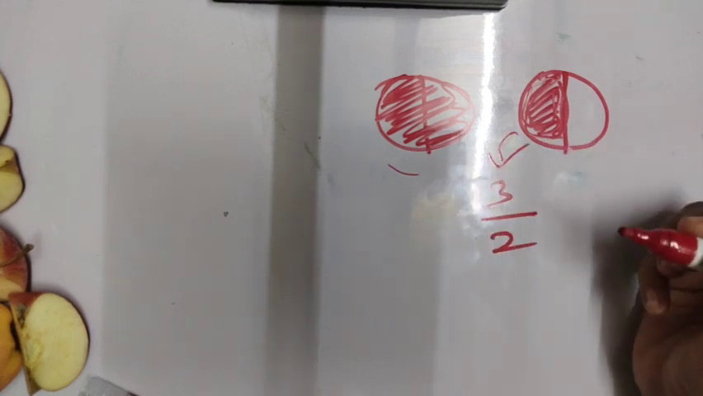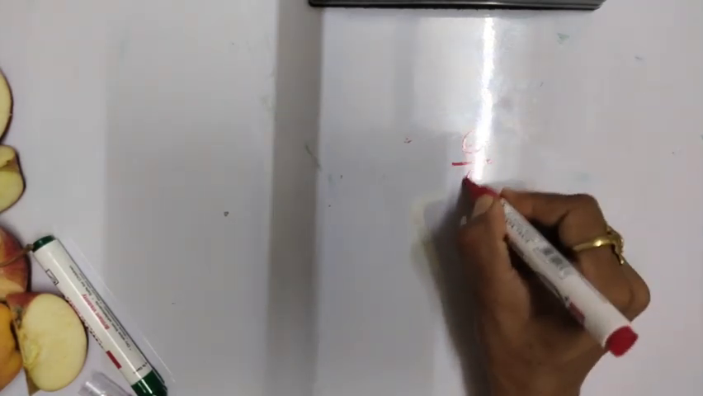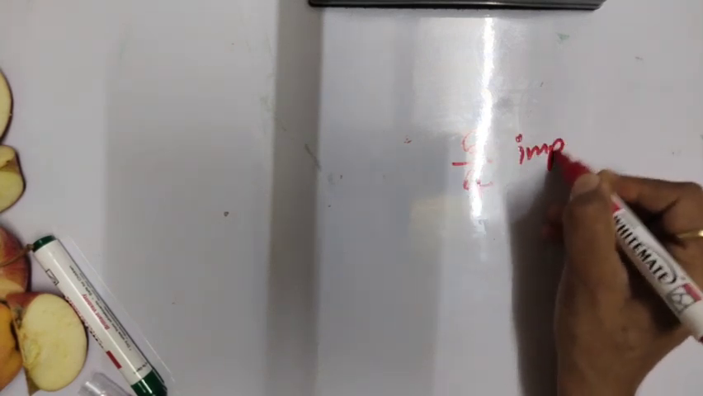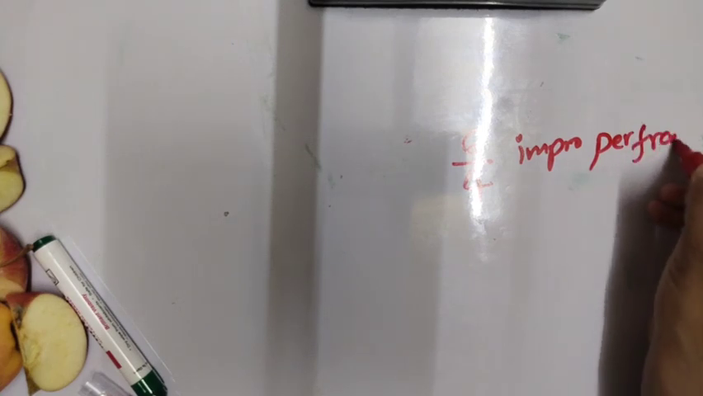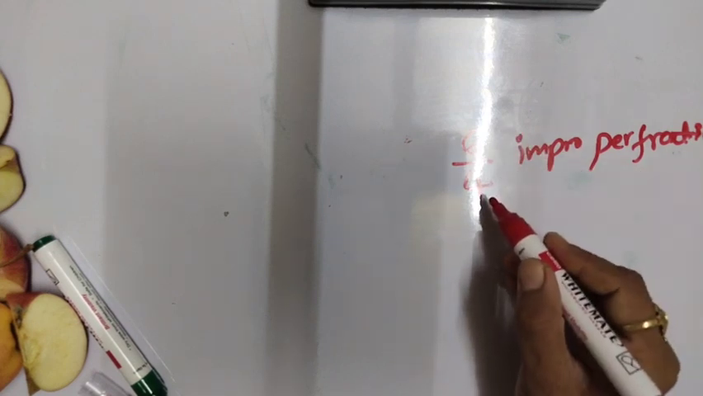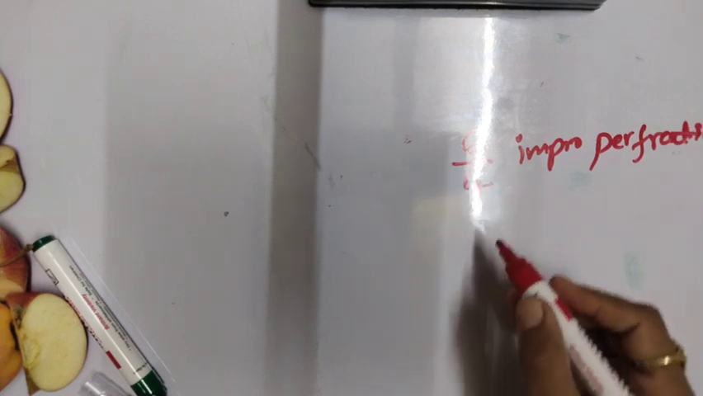Converting to fractional form, we are going to see another example. For example, 6 by 4. This is an improper fraction. Why? Because the numerator is bigger than the denominator. Now we are going to show this fraction pictorially.